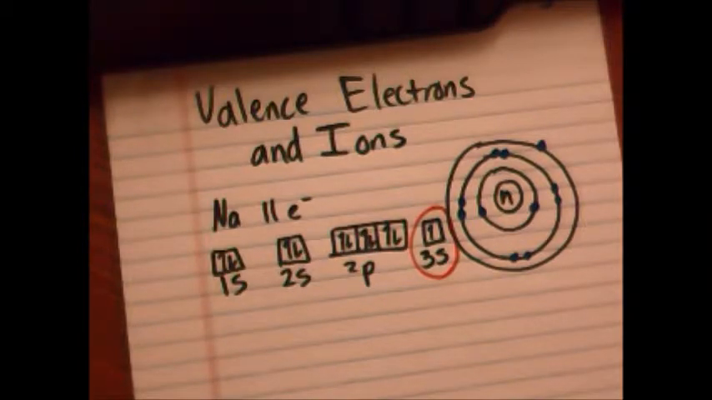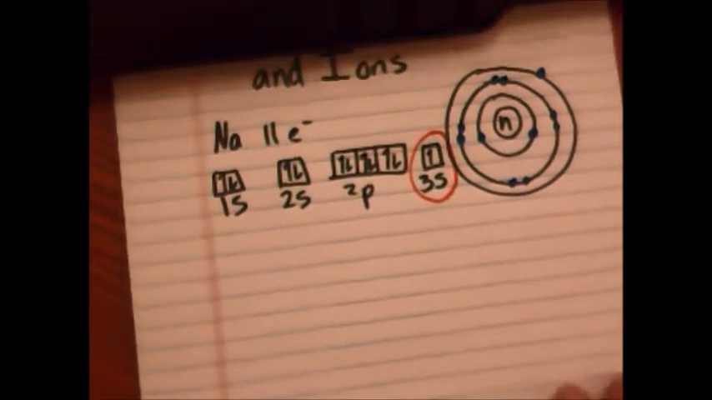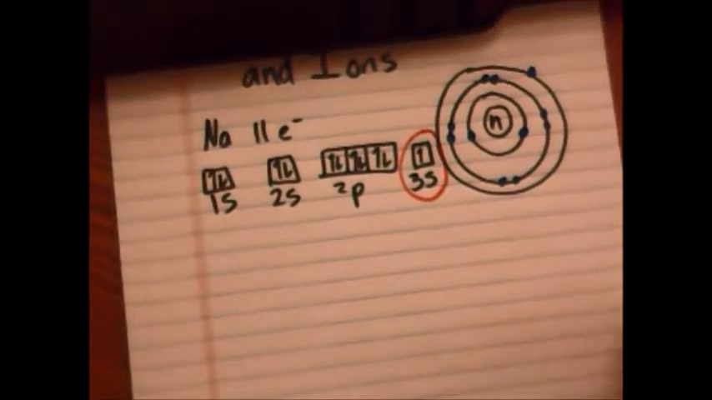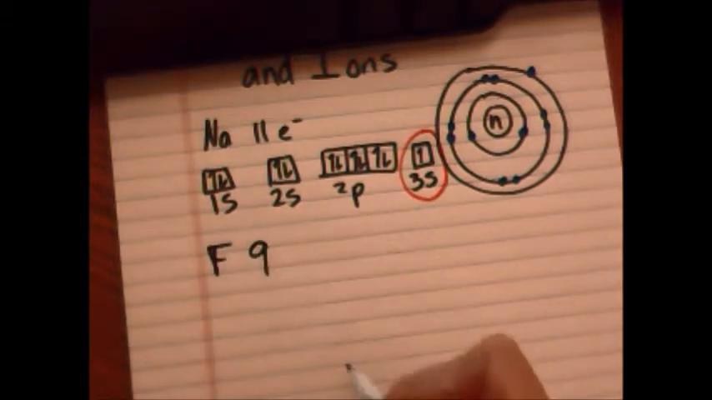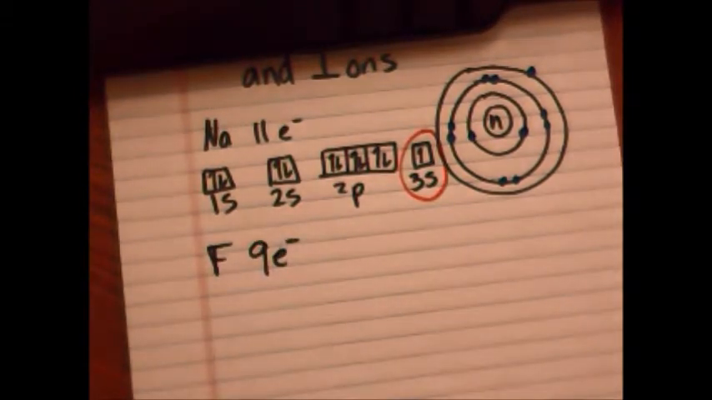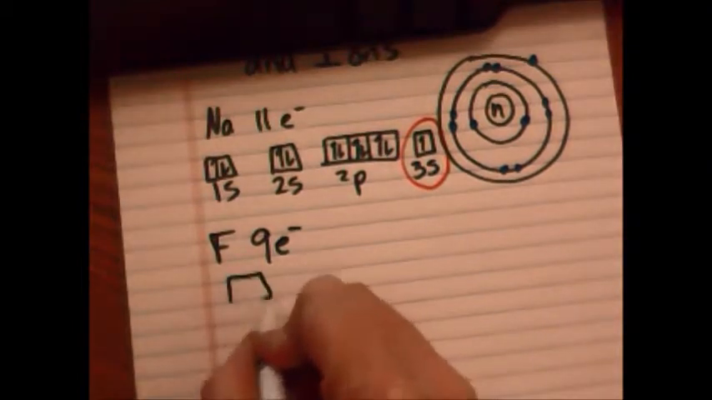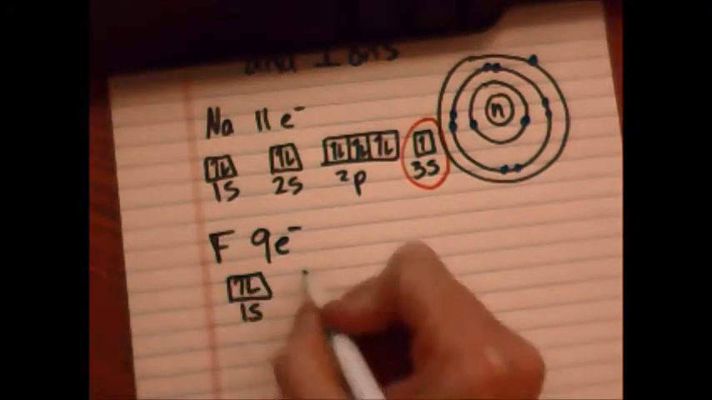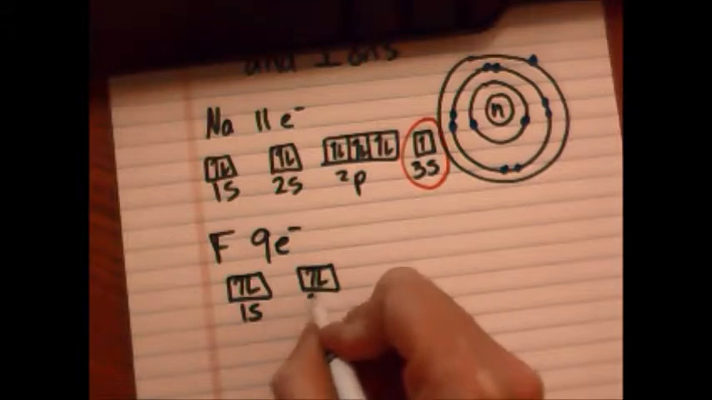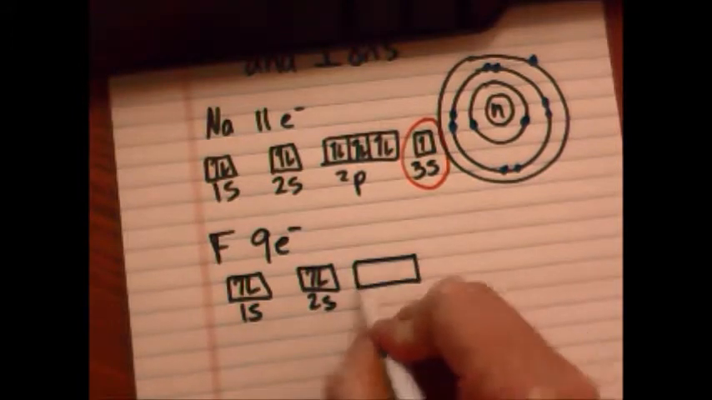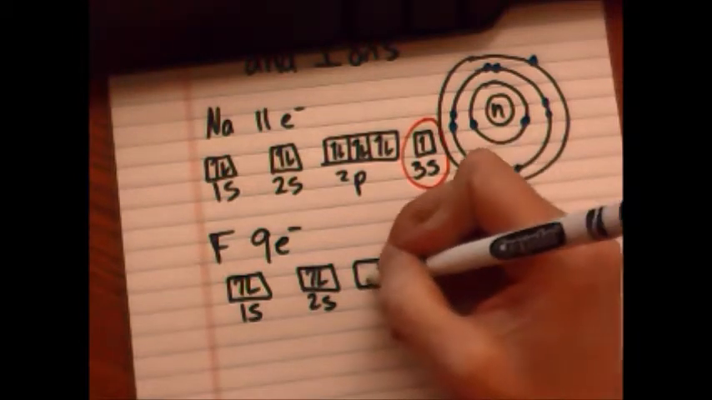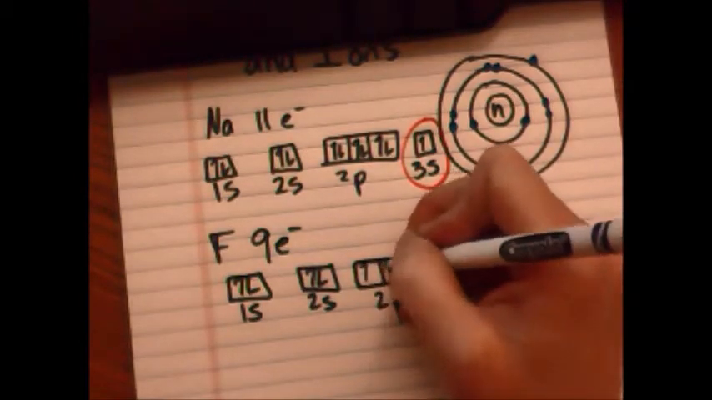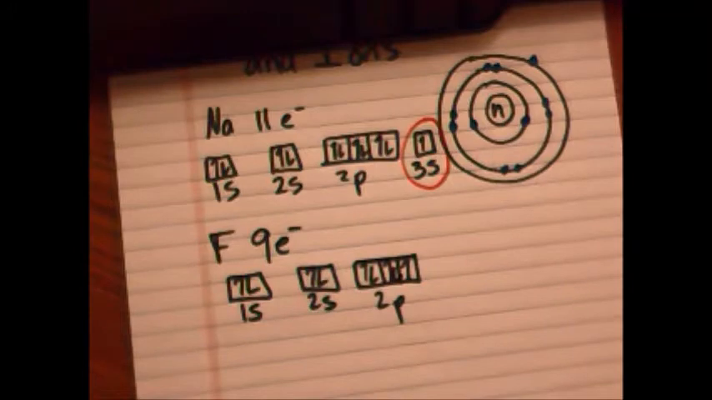We could also look at another element that would have slightly more complicated valence electrons, like fluorine. Fluorine is number 9, so it has 9 electrons as long as it's an atom. The first 2 would be in 1s, the second 2 would be in 2s, and it only has 9, so the remaining 5 would be here in 2p, like this.